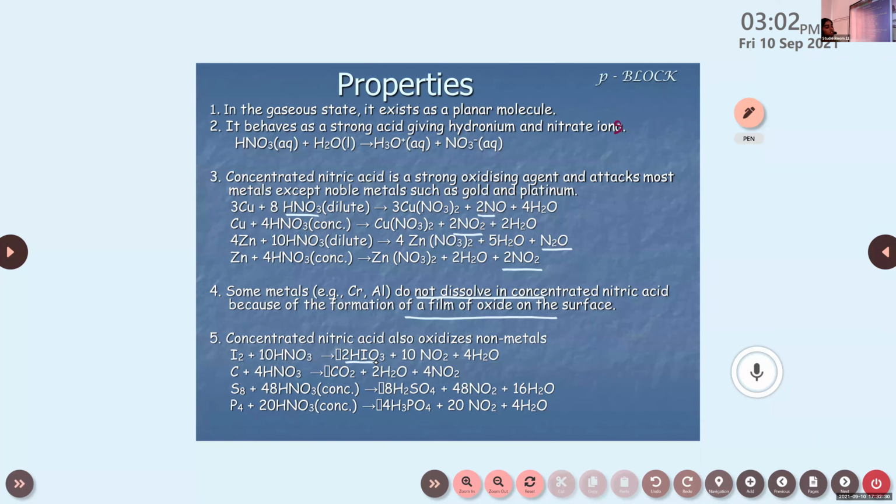So nitric acid will react with both metals and non-metals. But some metals like chromium and aluminium do not dissolve in concentrated nitric acid because of the formation of a film of oxide on their surface. It will prevent further reaction. That's about their properties.